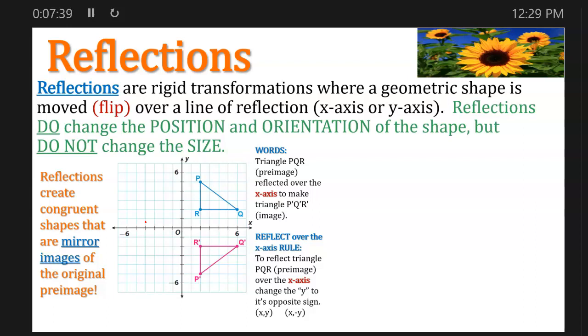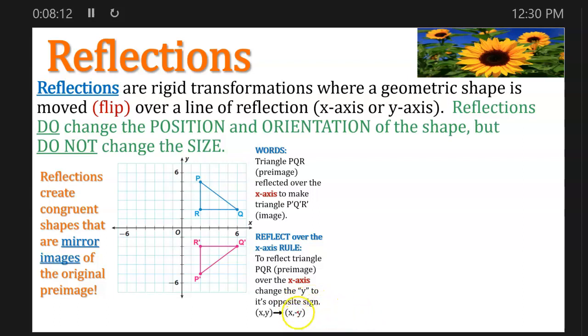Another way to write this transformation, reflected over the x-axis, is by writing it as an algebraic rule. So at the bottom here, you see the point (x, y). For every (x, y) point, we're changing the y to its opposite sign. That's what it means when you see this negative symbol in front of the y. That doesn't mean that we changed all of the y values to negative. That just means that whatever it started off being, we're going to change it to the opposite.